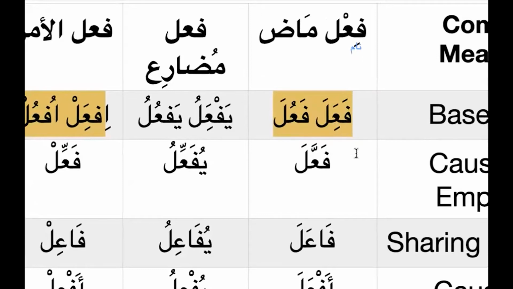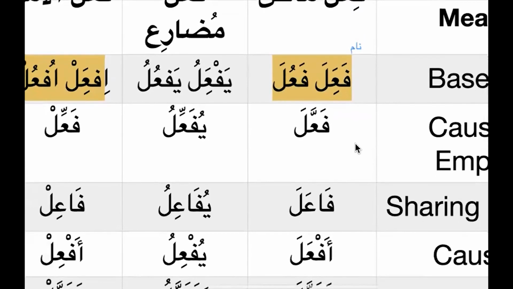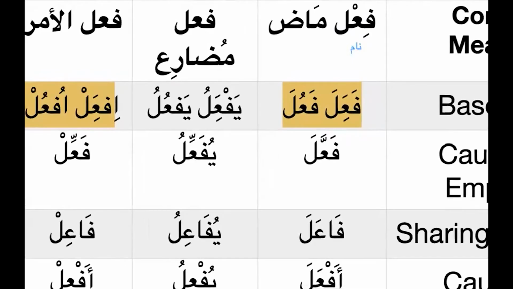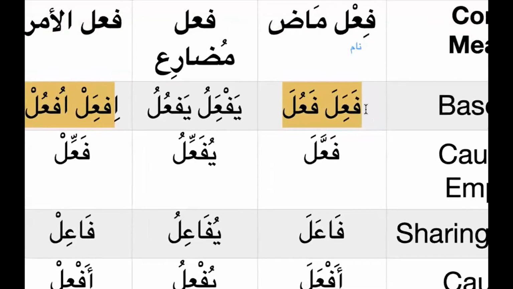So the whole discussion of babs, if you're familiar with it, whether it's daraba yadribu in form one, nazala yanzilu, kataba yaktubu, this bab discussion is only for the form one verb. Higher forms are on set patterns. The bab does not enter into the higher forms, which means they're already on a set pattern. So for example, you have fa'ala in form one, and fa''ala in form two.